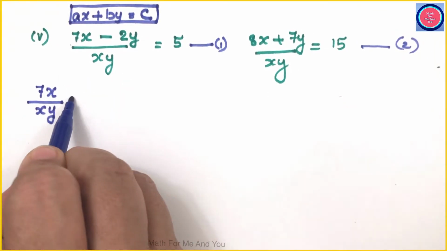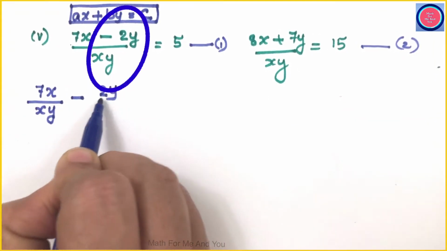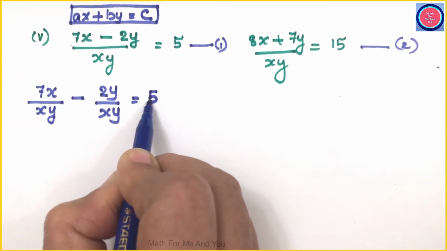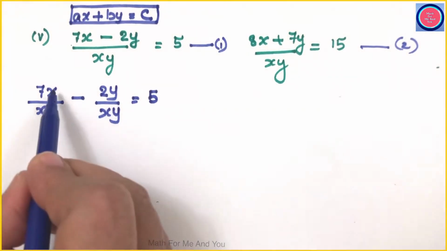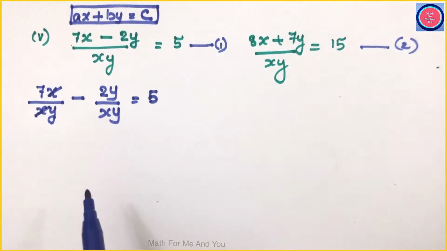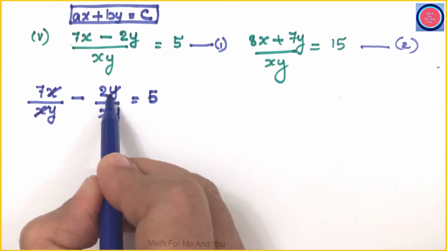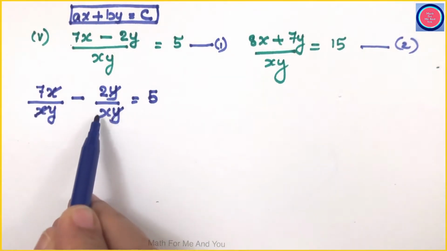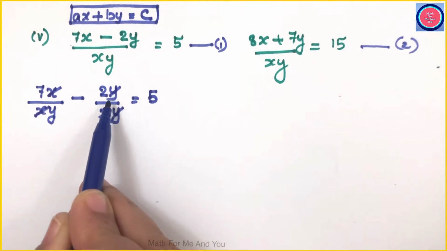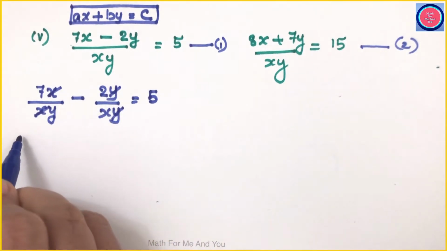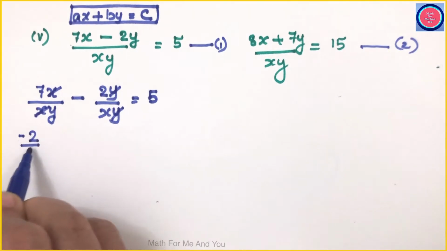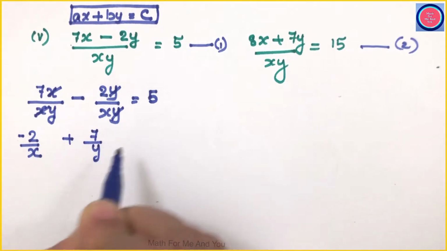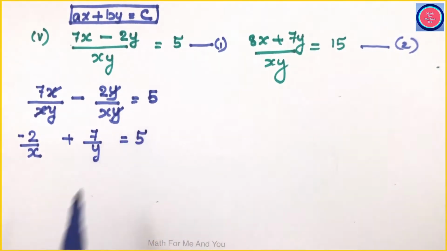Then minus. The next term is 2y, with the same denominator xy. See, we have split it into two terms. The right side is 5. In the first term, x is common in the numerator and denominator, so we can cancel it. In the second term, y is common, so we can cancel it. Then we get 7 over y minus 2 over x equals 5. We can write the x term first: minus 2 over x plus 7 over y is equal to 5.